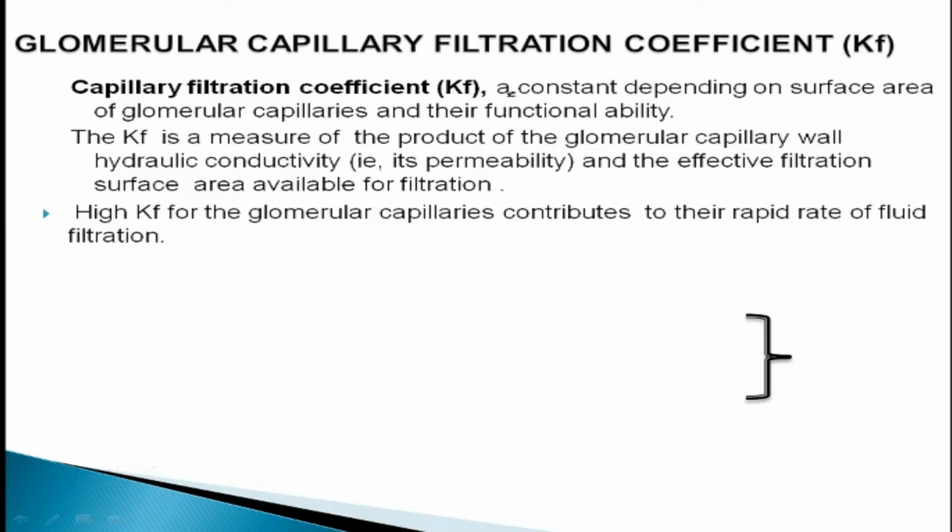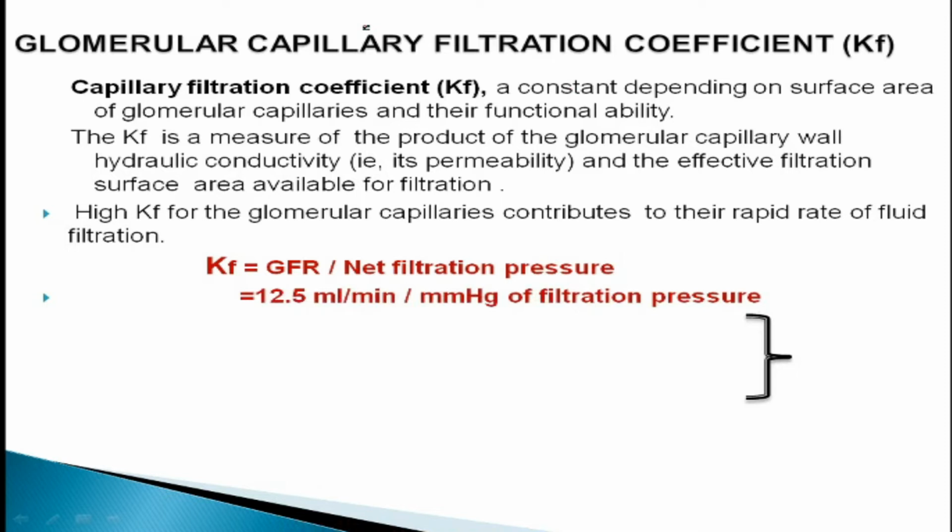Whenever the Kf is high, whenever the surface area for filtration is high, the glomerular capillaries will contribute to rapid fluid filtration. So from the formula we can say that Kf, or the filtration coefficient, is equal to GFR upon net filtration pressure, and the value is 12.5 ml per minute per mmHg of the filtration pressure.